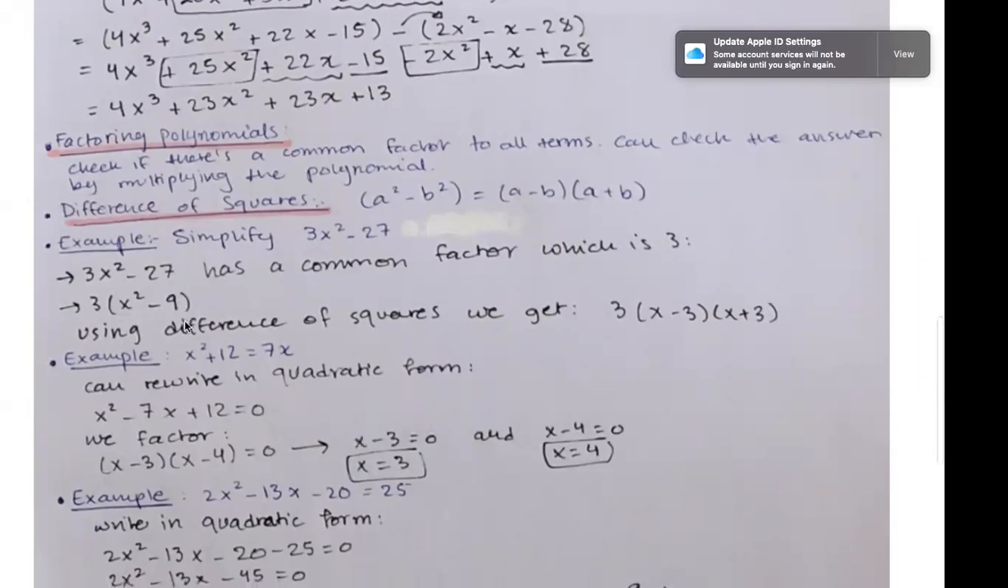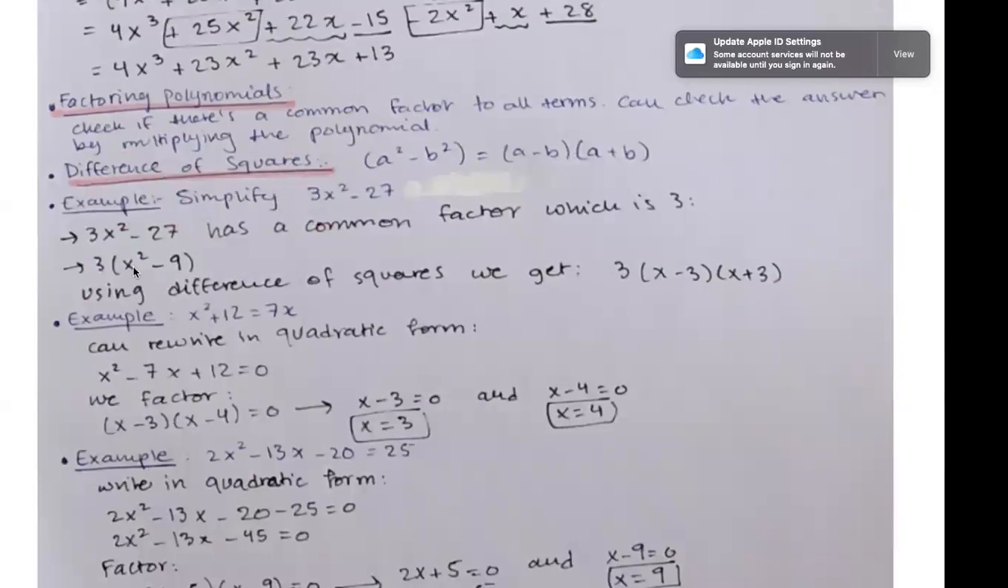By using the difference of squares, as you can see, 9 is basically 3 squared. So we can use the difference of squares to factor this out, and we get x minus 3 times x plus 3. And obviously the 3 comes down here too. Okay.